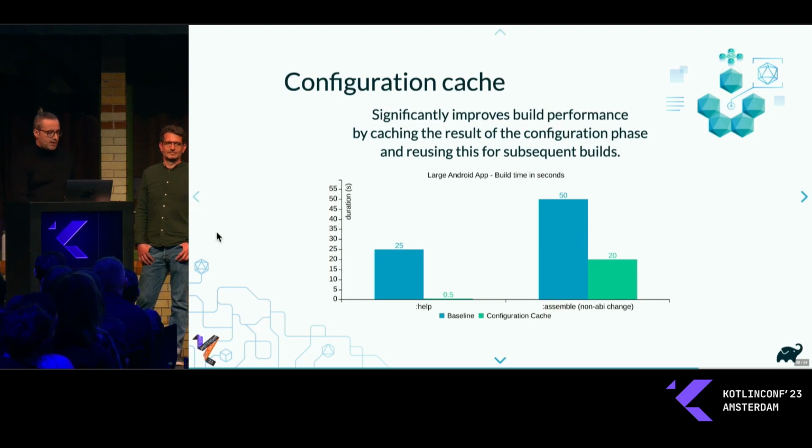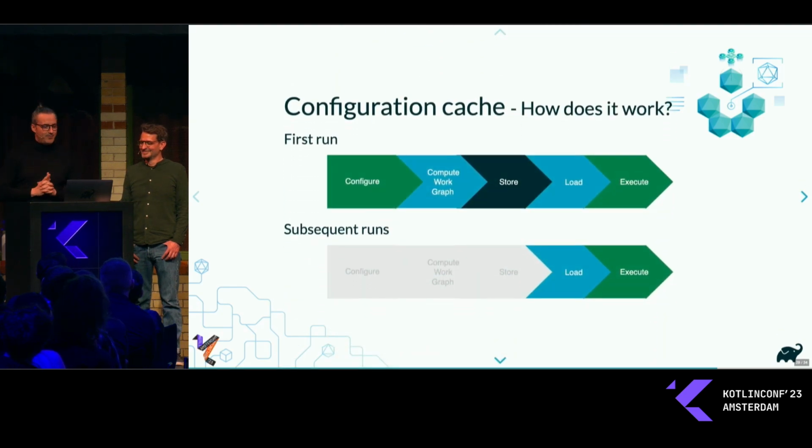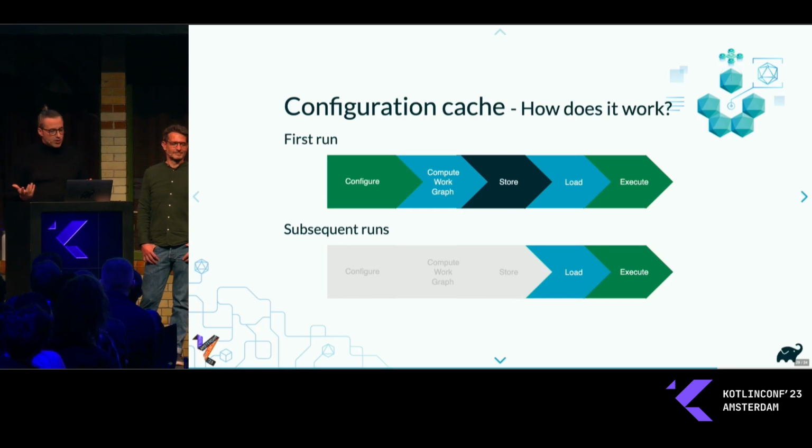You can see the difference it makes for the help task, because help is usually mainly configuration time, right? Yeah, execution is really fast with help. But we can also see the effect on an actual interesting use case, like a non-ABI change to some source file. Like we just change, have to recompile, and you can see the big drop in build execution. These things are complicated. So how does it work, right?